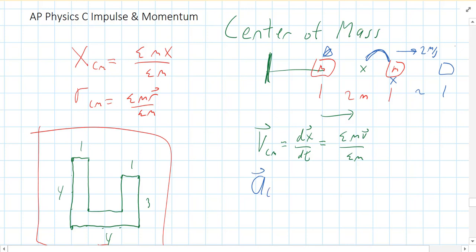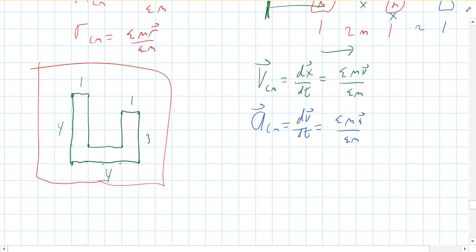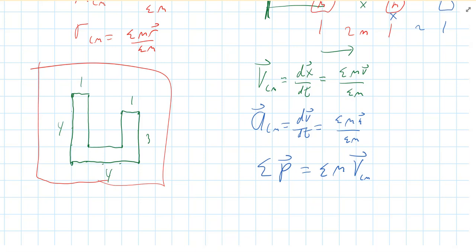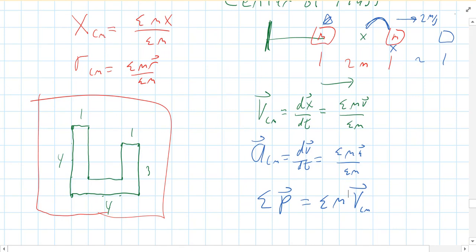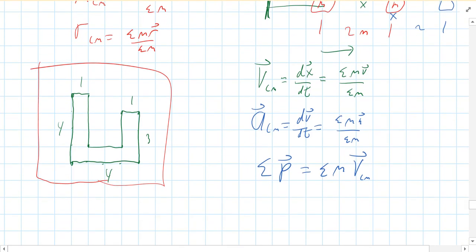Similarly, the acceleration of the center of mass is dv/dt, which is the sum of the m a's over the sum of the m's. And then finally, the total momentum of a system is equal to the total mass of the system times the velocity of the center of mass. I'm going to use that in the next video for a couple of examples, and talk about why we are using it that way. Now, going back to our example here, if you need a moment to copy that, make sure you copy that with all the dimensions down.